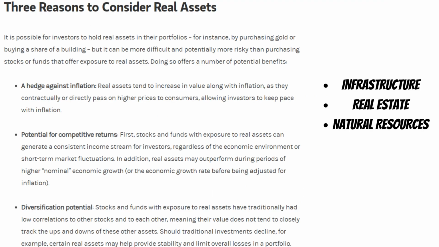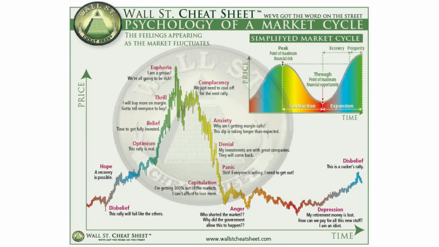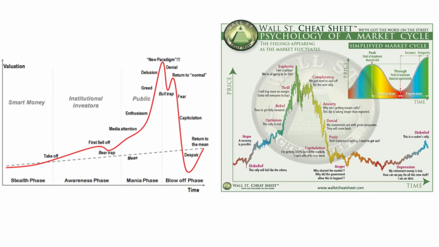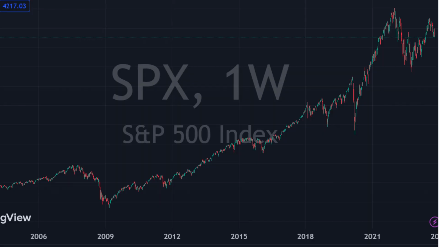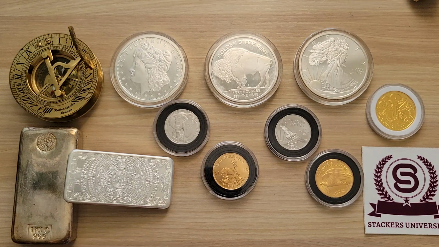Let's start with a look at the anatomy of a bubble chart. I've shown you this chart since 2001 when I started this channel. Some of you may see a different version from Chris Vermillion that he uses. Either way, look at the shape of the charts. Now look at the shape of the S&P 500 starting right after the dot-com bubble in 2001. You can't tell me those charts don't look identical, period, end of sentence. I point this out to you so that you have another data point of confirmation.